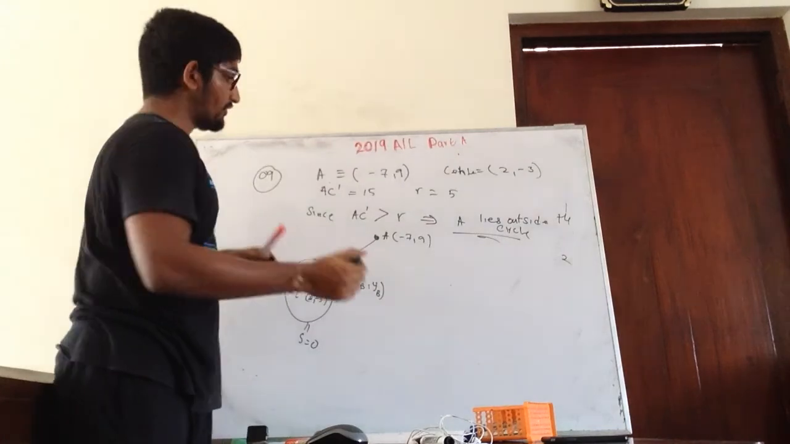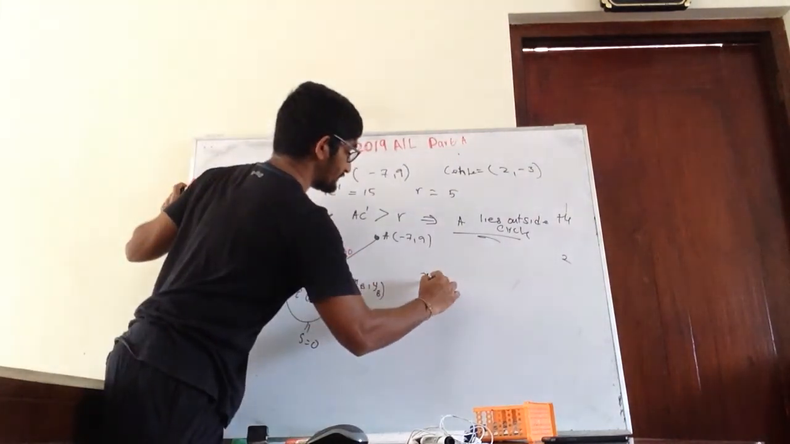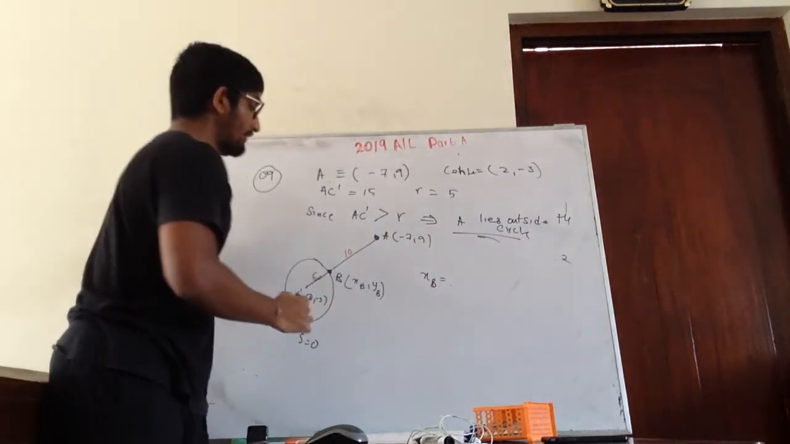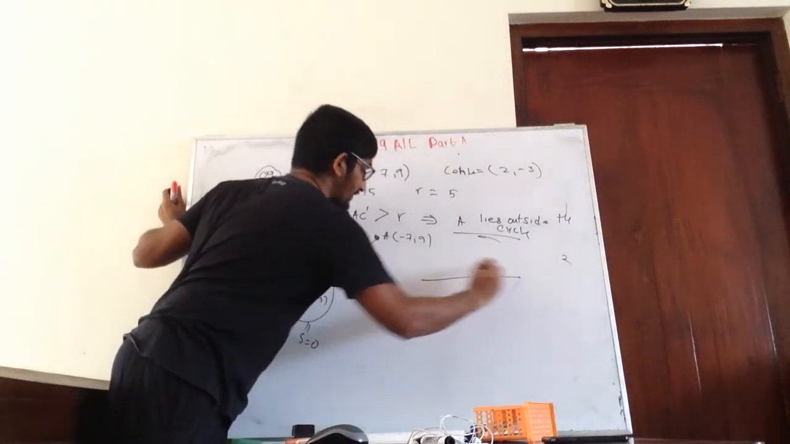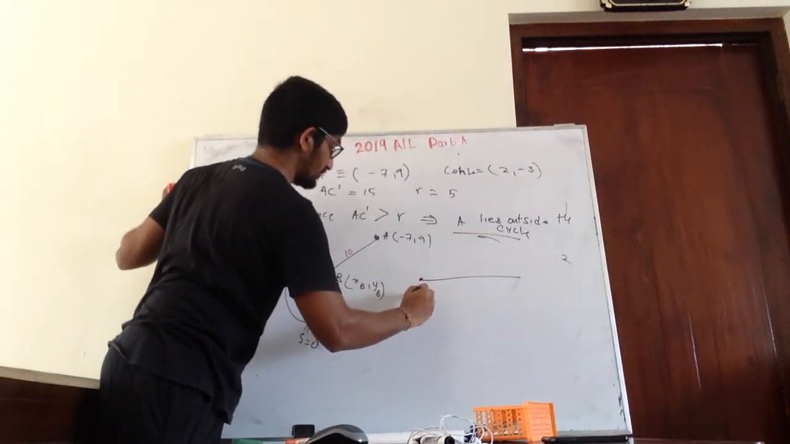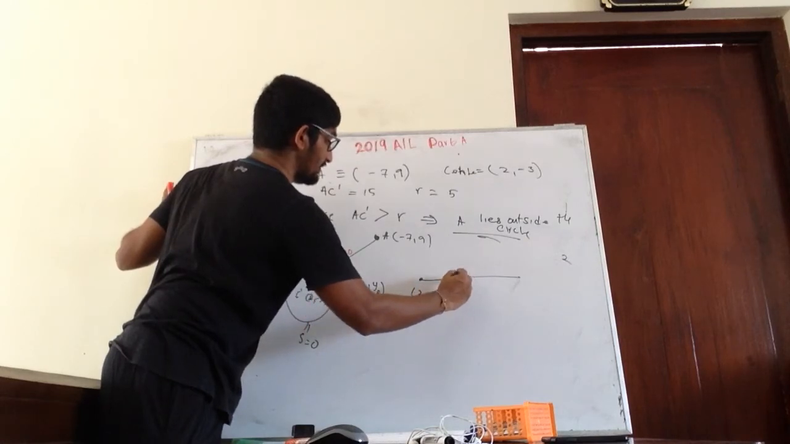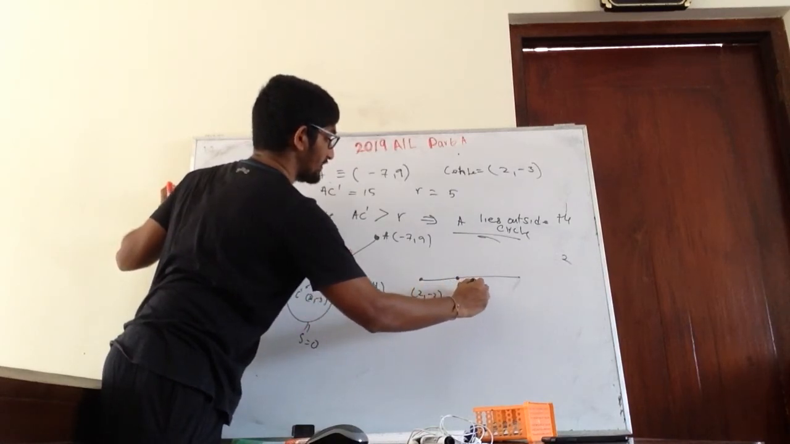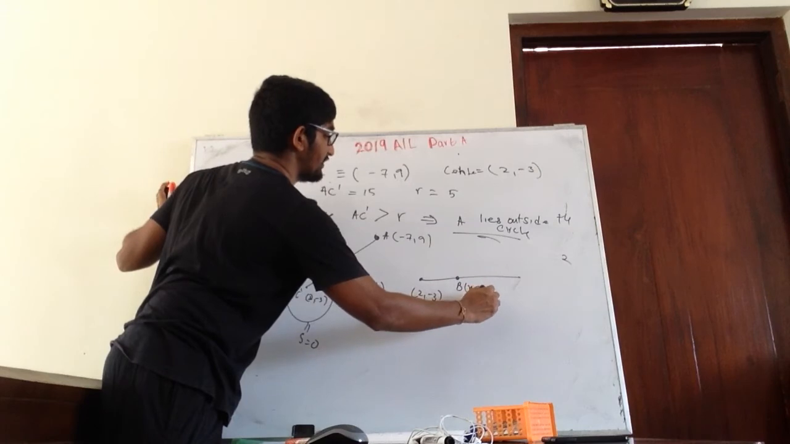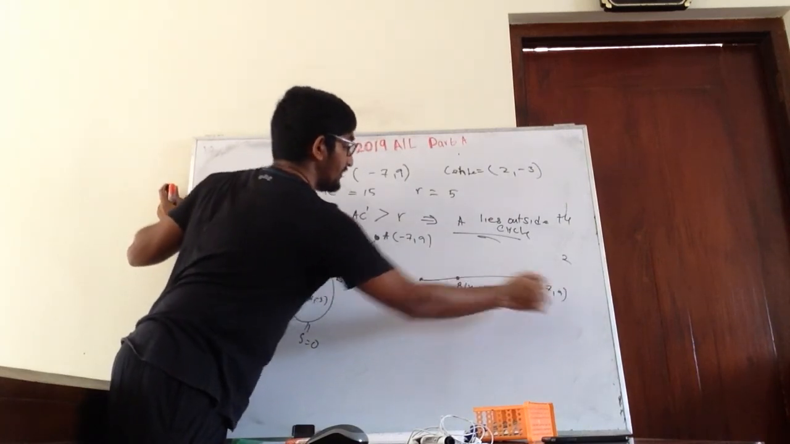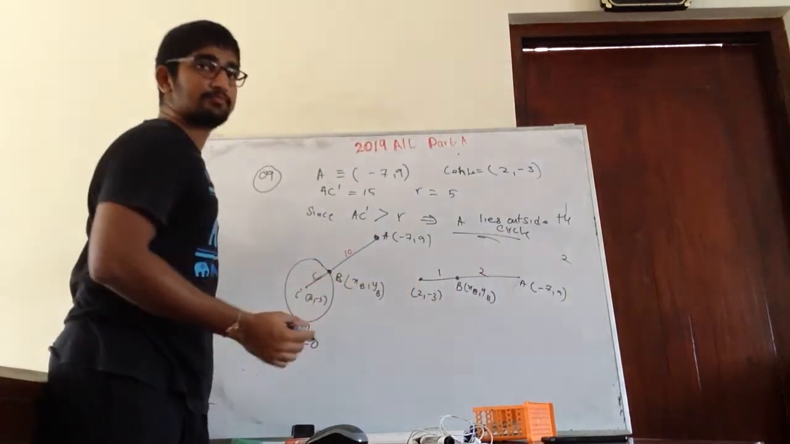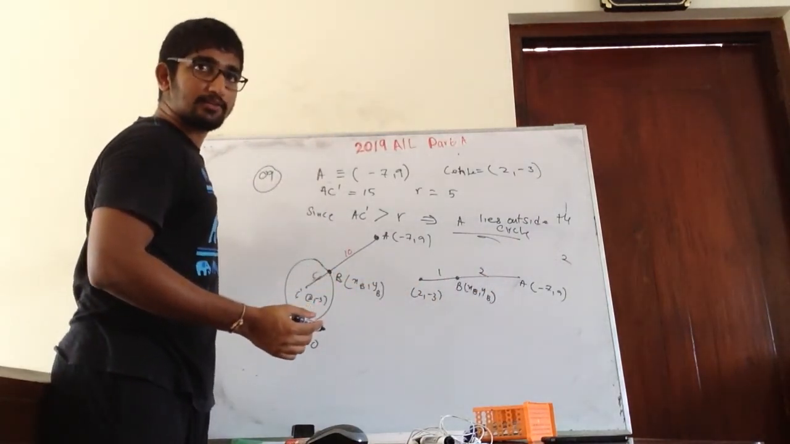Right? So we can find XB as, to make it more clear, we can actually write this as a ratio. This is 2, minus 3. This is B, XB, YB. This is A, minus 7, 9. This is a 1 to 2 ratio.